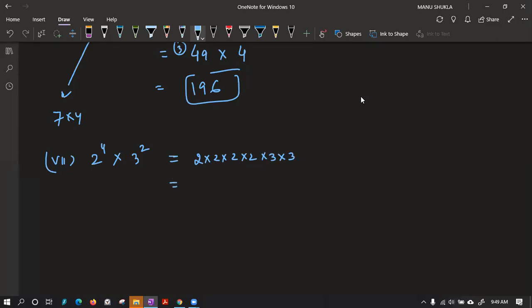Because only NCERT is not enough. You have to practice from one other book also. You have your Magical Maths also. If you don't have other books, you can try that also. So 2 twos are 4, 4 twos are 8, 8 twos are 16, into 3 threes are 9. The answer is 144.